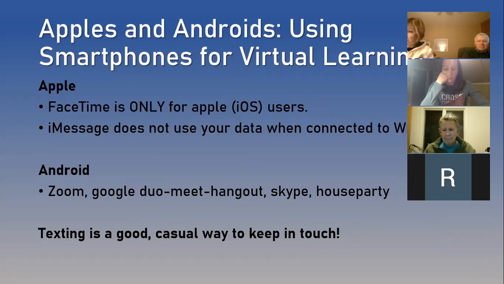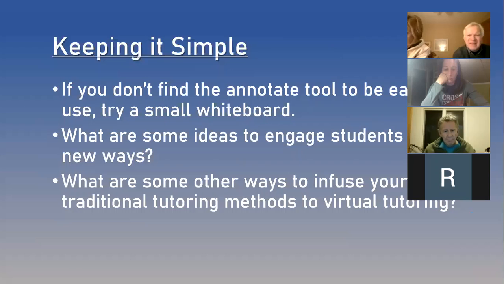And texting is another great casual way to keep in touch. And like I said, I think a lot more of our students have smartphones and computers, so that's helpful to know. Okay, so keeping it simple. If you don't find the annotate tool or something similar like a doodle tool to be easy to use when you're trying to actually teach and not just doodle, you can try a small whiteboard. We're also getting whiteboards at the Literacy Council so we can give you and your student whiteboards. So you can write on it like you would on a piece of paper, and then you can just show it and have them do it as well. That's something that a lot of classrooms are doing, so we have that available as well.